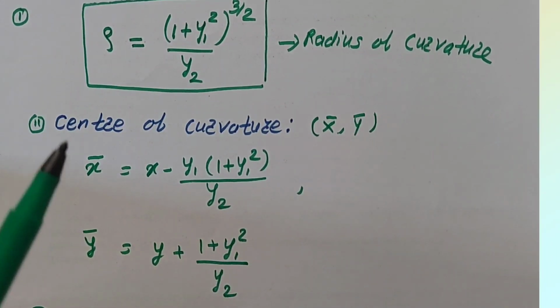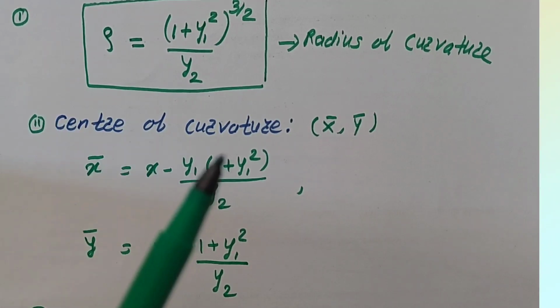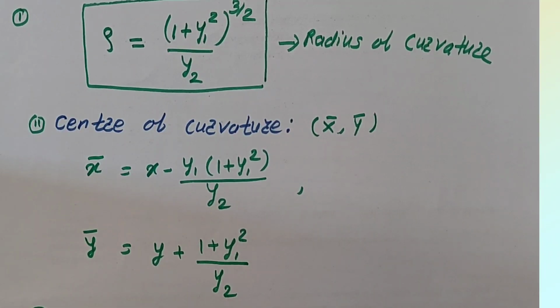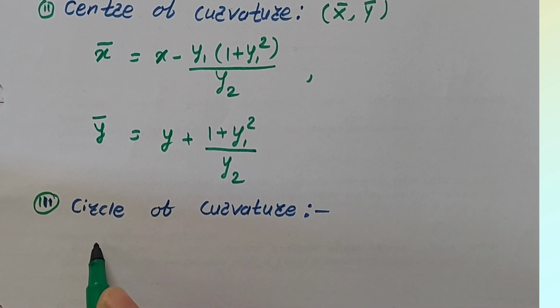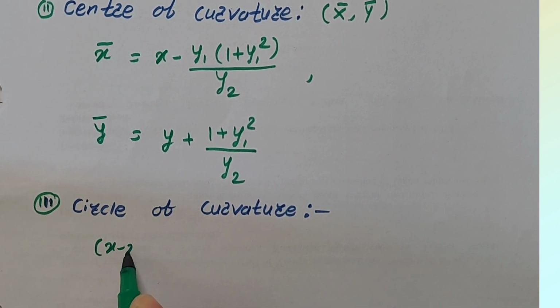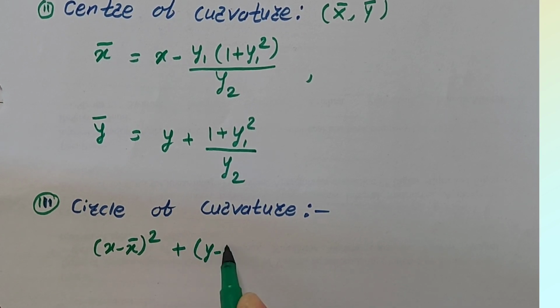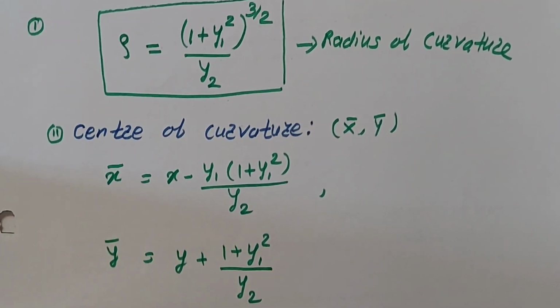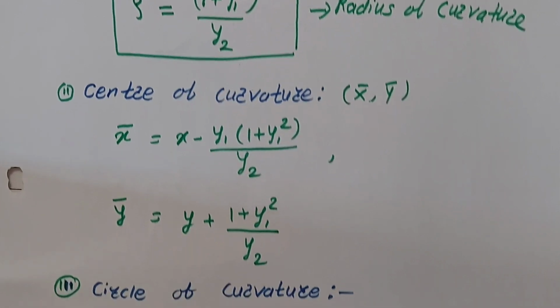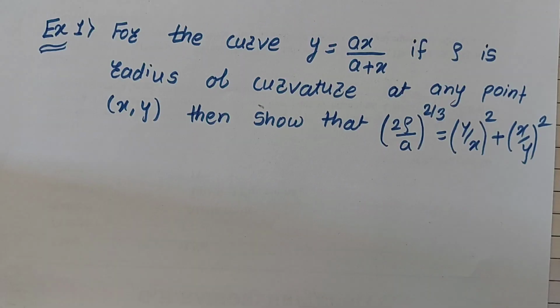Now by using the radius of curvature and center of curvature we write the equation of circle of curvature. So here the circle of curvature is nothing but (x minus x bar) whole square plus (y minus y bar) whole square equals rho square. Using these important formulas, we will solve some questions. Here is the first example.